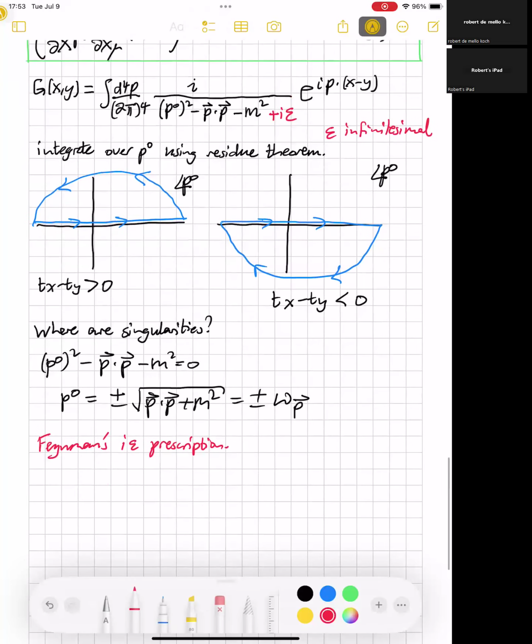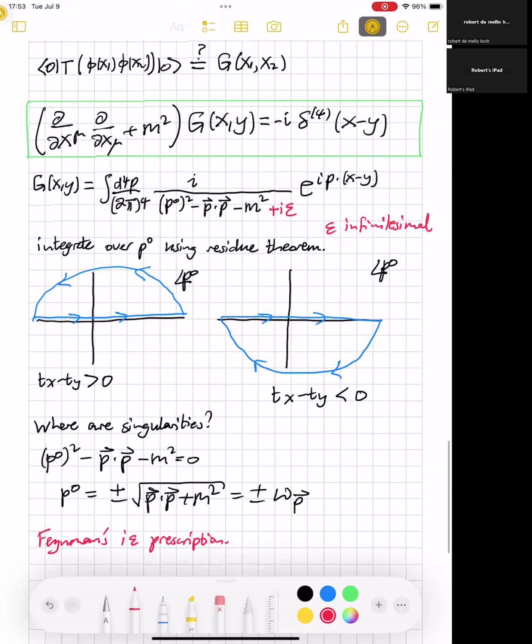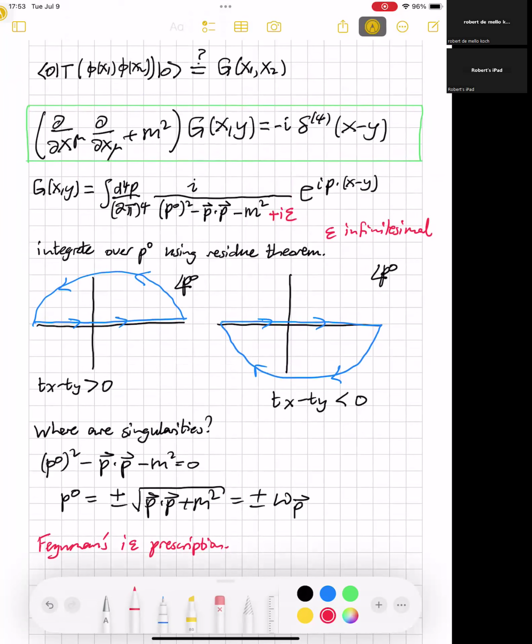What this i epsilon in the denominator does, it pushes the pole just slightly off the real axis, and it might push it up or it might push it down. But because it pushes it off the real axis, we no longer sit on the axis and the integral becomes well defined.